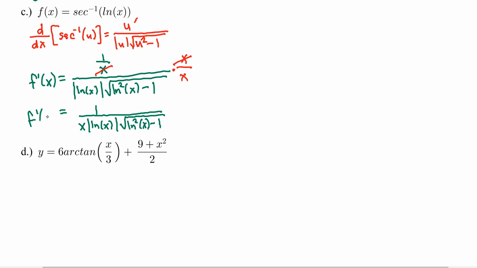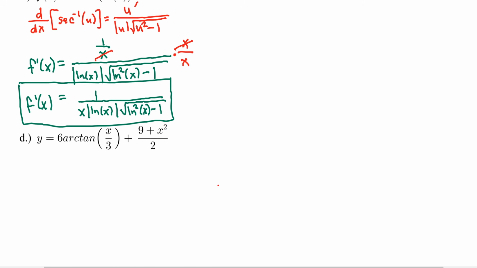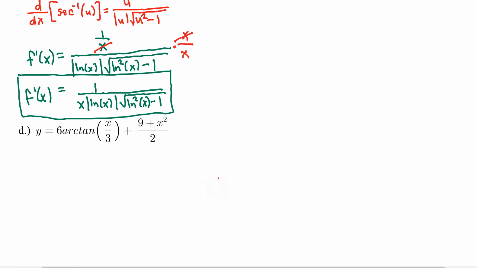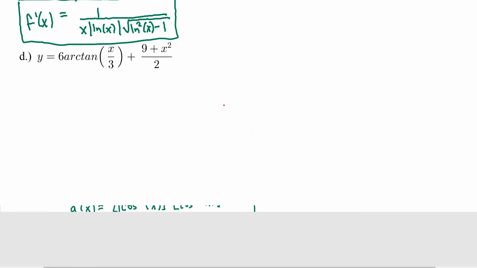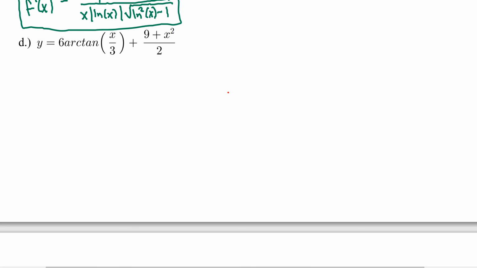I don't know about you, but that is a beautiful derivative, right? Maybe a little complicated. All right, let's practice another example. Derivative of 6 arctangent of x over 3 plus an algebraic function. Again, the derivative formula is listed up above on your notes. But I'm going to go ahead and write the derivative of arctangent, which is the same thing as inverse tangent, right here for reference. u prime over 1 plus u squared.